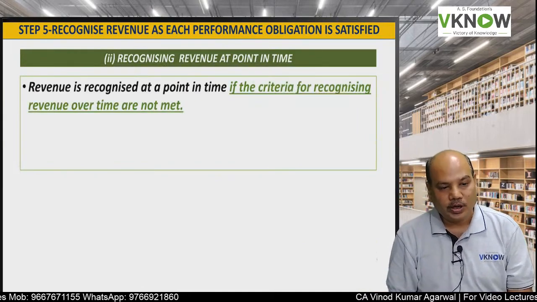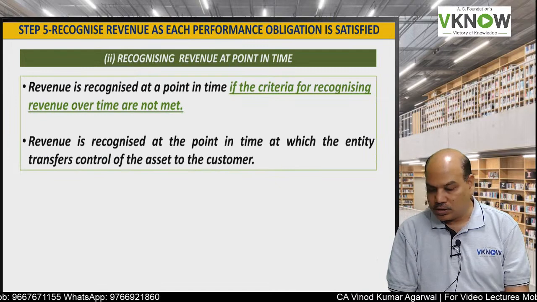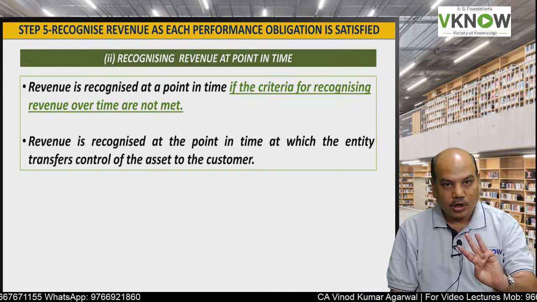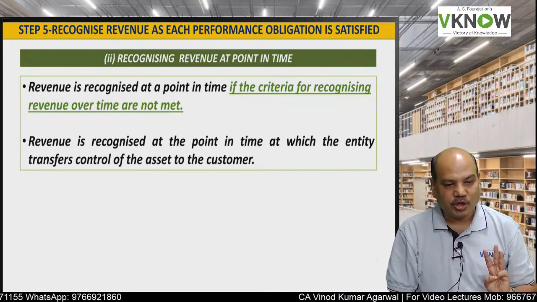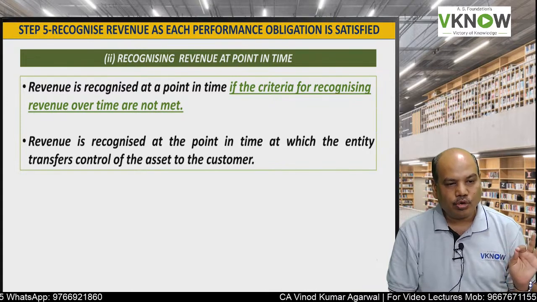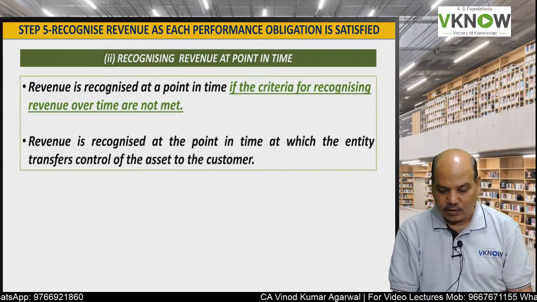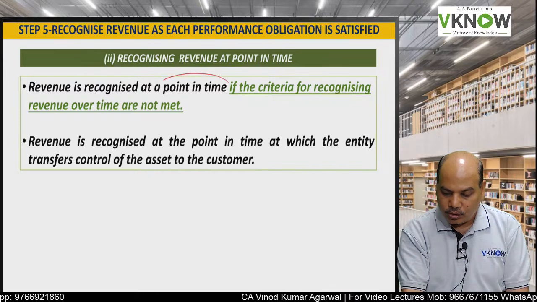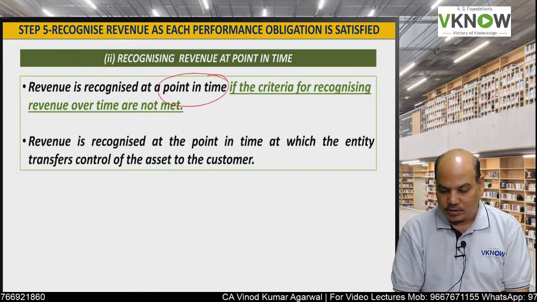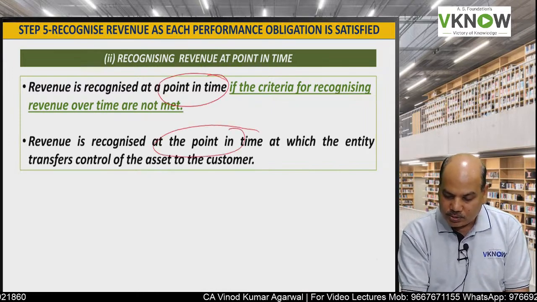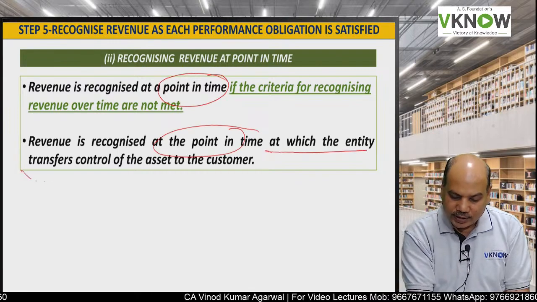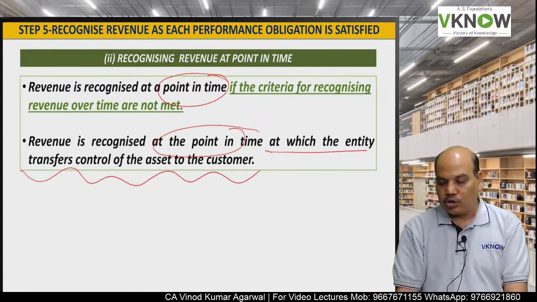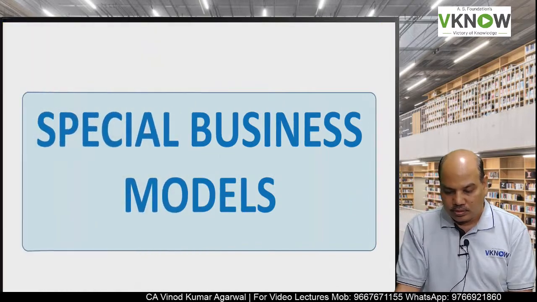When will revenue be recognized at point in time basis? When none of the three criteria mentioned for satisfied over time basis are fulfilled, then we will follow point in time basis. So point in time basis means revenue is recognized when the entity transfers control of the asset to the customer.